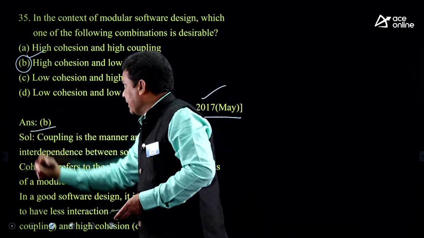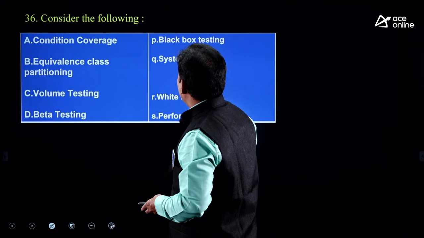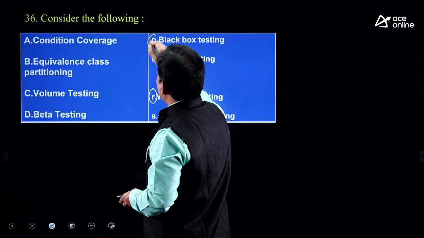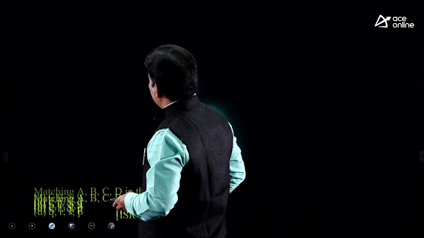Consider the following. So what is here? Condition coverage. Condition coverage is white box testing, right? Equivalence class partitioning is black box testing. Volume testing here is performance testing. Beta testing is system testing. So that's the answer here, right? So the answer is what here?